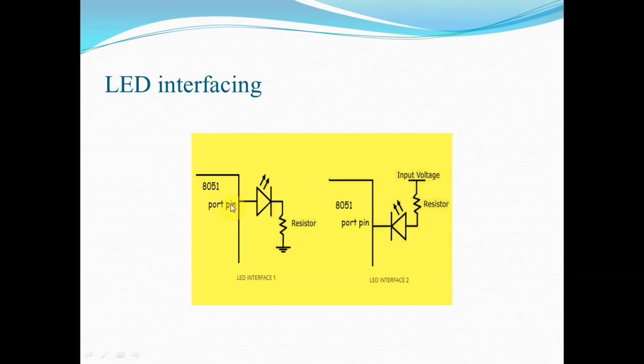So when I apply the logic 1 to the port pin, then the 5 volt will be connected to the anode and the cathode is grounded, and therefore the LED will emit the light.